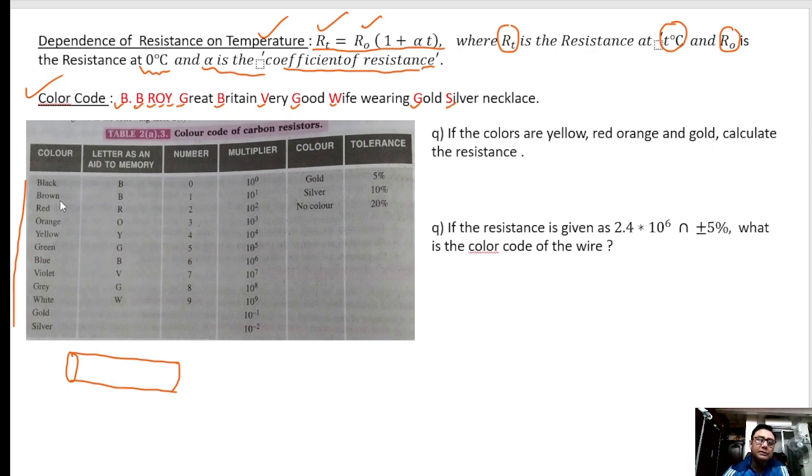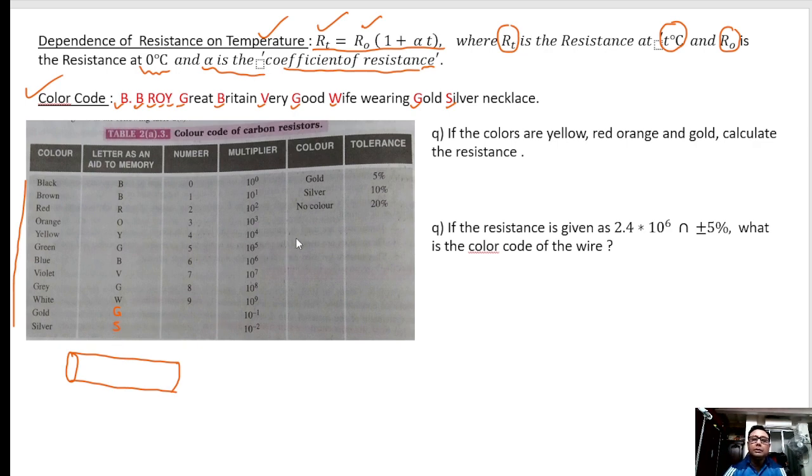So if you see this, it is written here, and their numbers are also mentioned: 0, 1, 2, 3, 4, 5, 6, 7, 8, 9. B B Roy of Great Britain has a very good wife wearing a gold silver necklace. So the last one is gold, and here is silver.